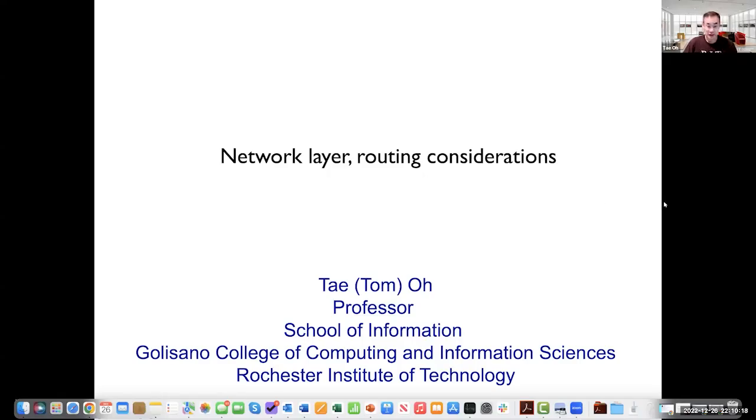Hello, everyone. Today, I would like to talk to you about the network layer and the routing consideration.